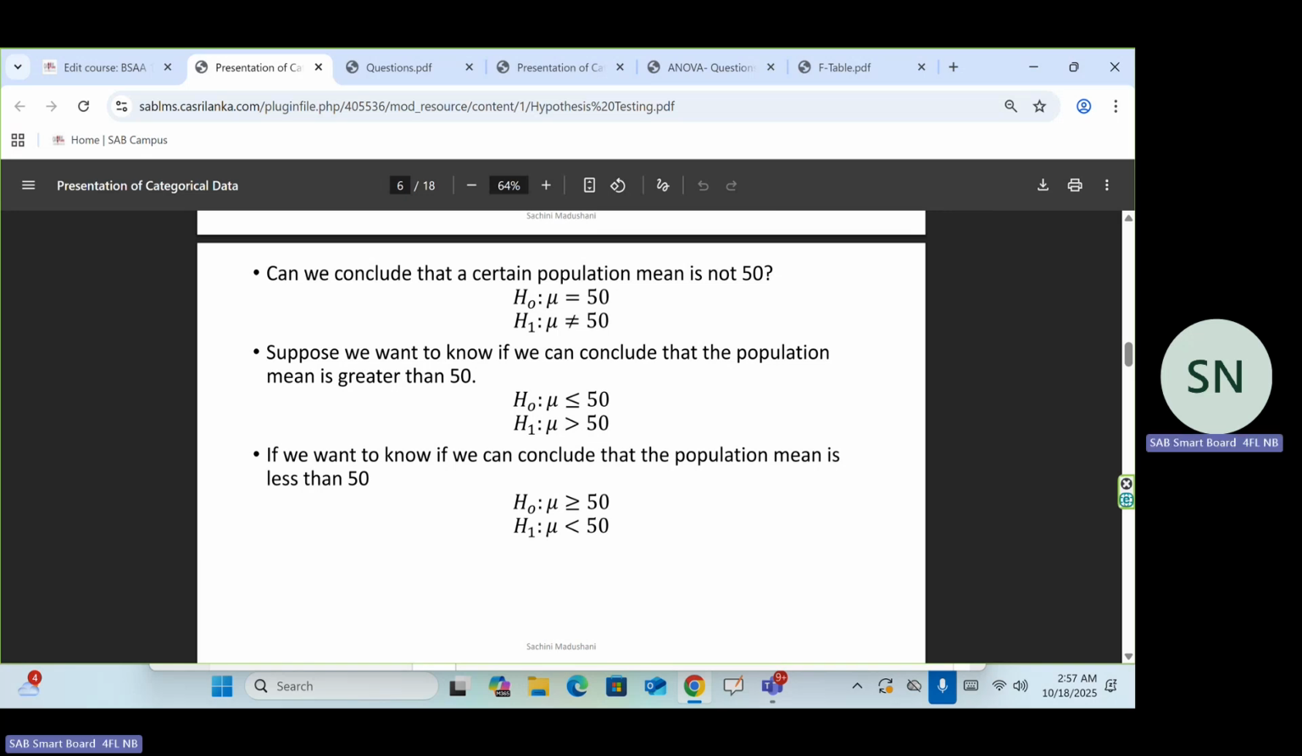Understood? Then looking at the H1, you can decide whether it is one tail or two tail. Normally, if there is a greater than or less than sign in the H1, it's a one tail test. Okay? If there is a not equal sign, it's a two tail test. Understood?